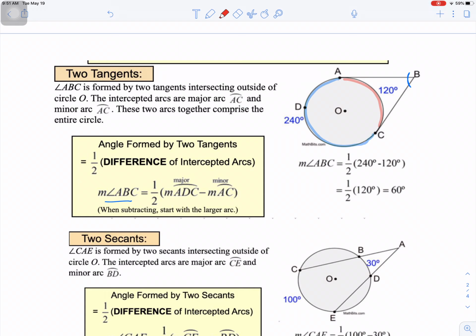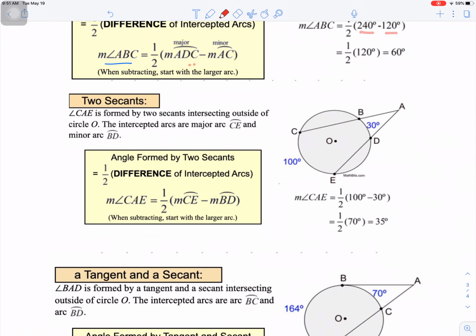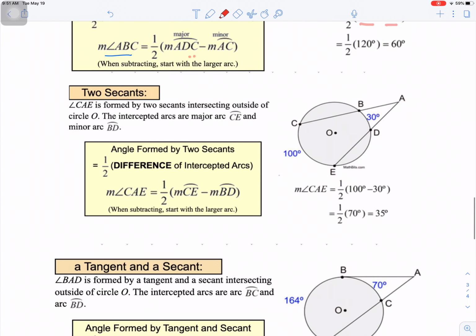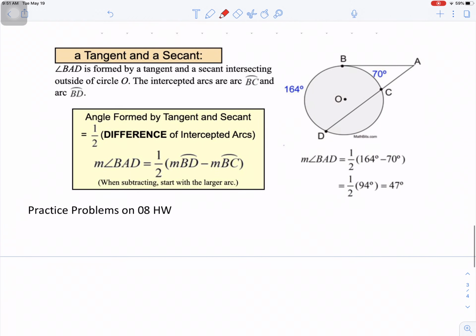So they're doing the big arc from A to D to C is blue, 240 here, minus arc AC, the smaller arc AC, the minor arc is 120. That is 120, and half of 120 is 60. Okay? And you're going to see this for each case. It's the same procedure. 1/2 the difference of the arcs.